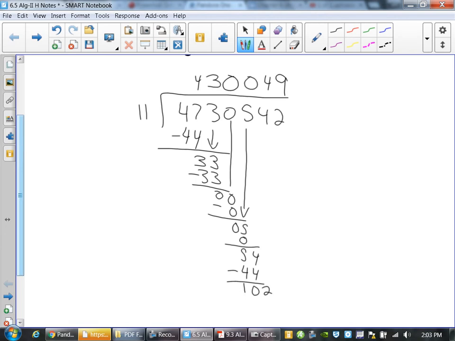Remainder 3. Now I heard you say remainder 3. When we did this, did you know what the remainder actually stood for? Fraction. Very good. It's a fraction amount. So it's not just remainder 3, but we will write it as a fraction. We'll write it as 3/11ths. So it's 430,049 and 3/11ths.